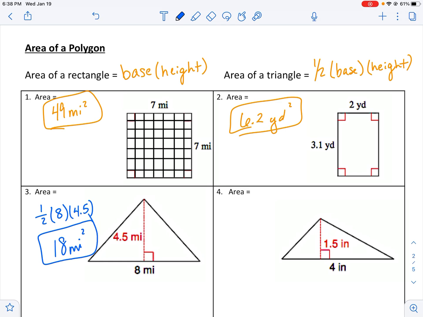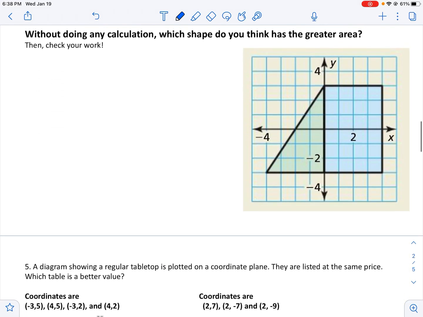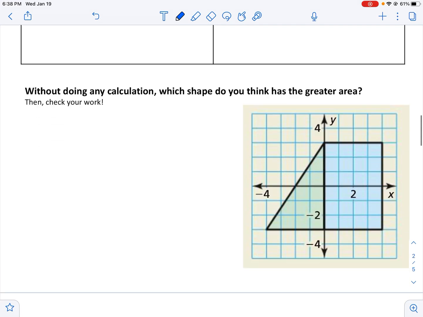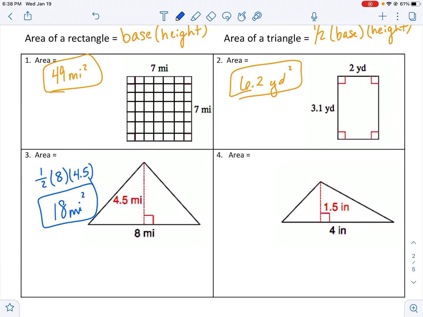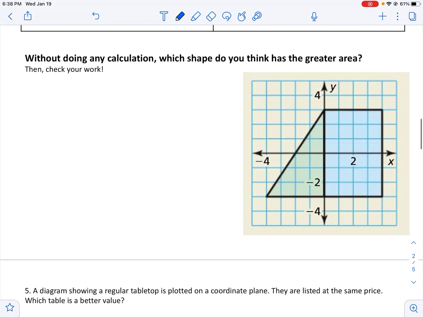Why don't you pause the video and try number 4 on your own, and then unpause and check your work. Alright, so on this one you should have gotten 3 square inches. Don't forget the 1/2 base times height.